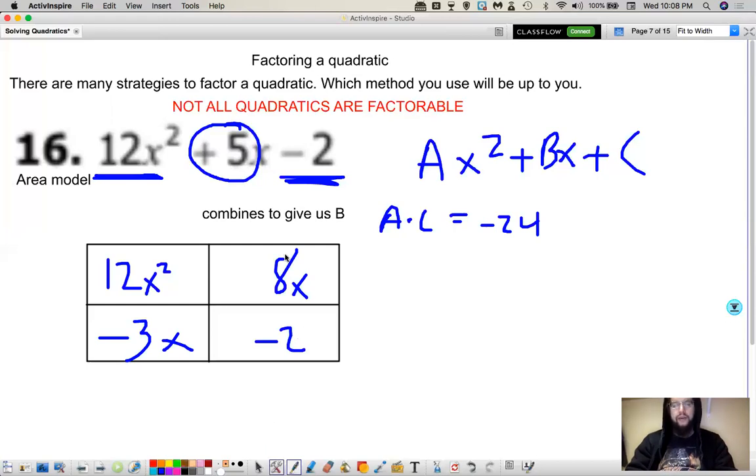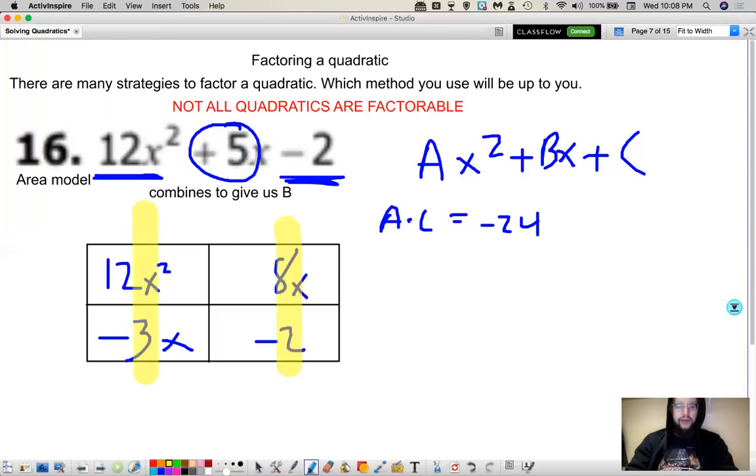And now this is in my way a little bit. So now we've got to factor out the GCF four times. We've got to factor out the GCF here, here, here, and here. And that will give us our factors.